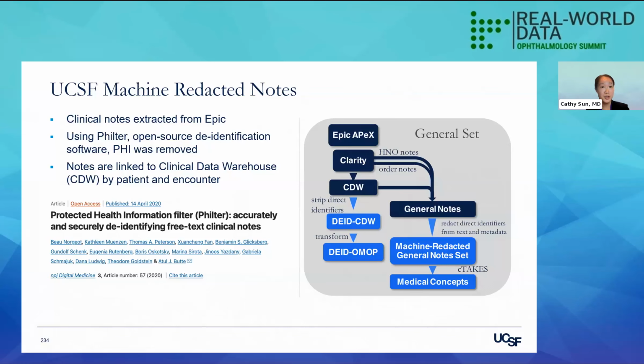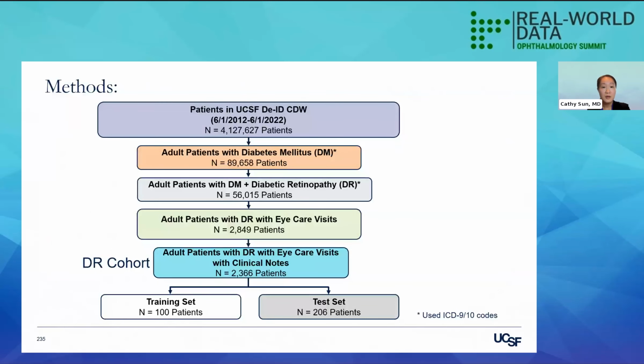So these notes are machine redacted, which means that using Filter, an open source de-identification software developed at UCSF, the protected health information was removed. We identified patients who had diabetes mellitus, also had diabetic retinopathy, had an eye care visit, and had clinical notes. Then we took a random subset of 100 patients for a training set and 206 patients for a test set.